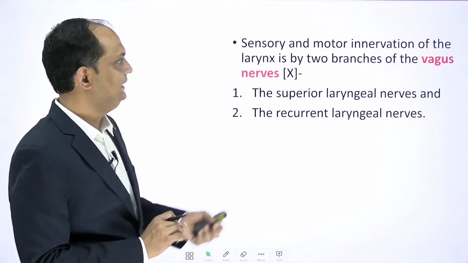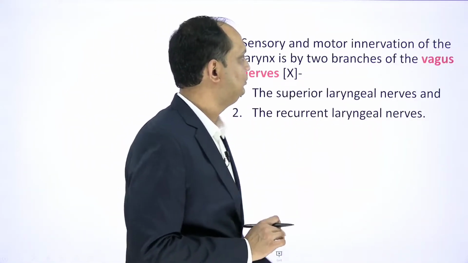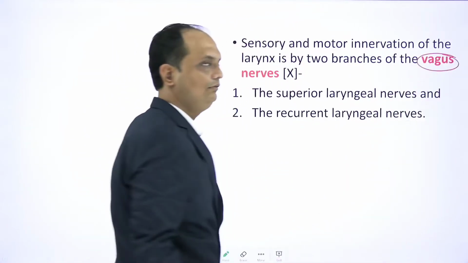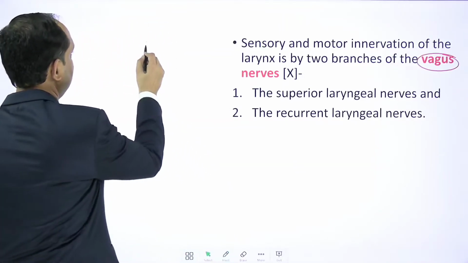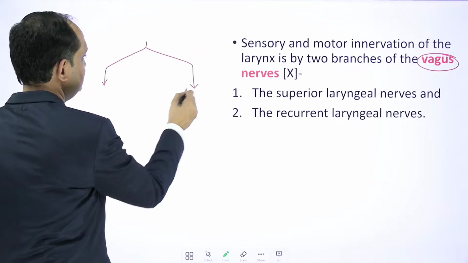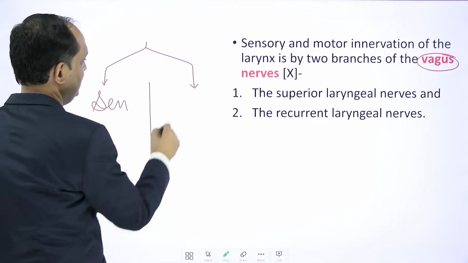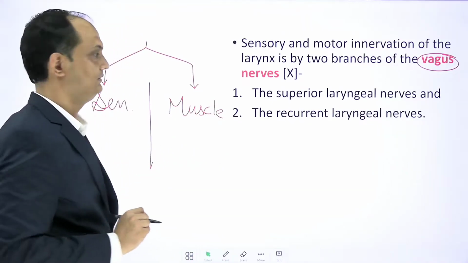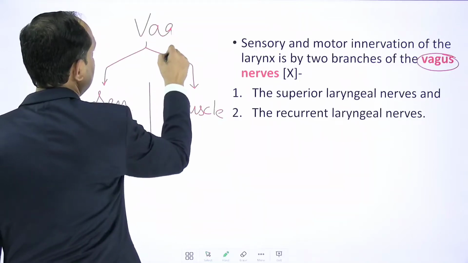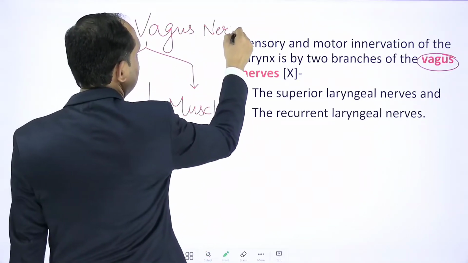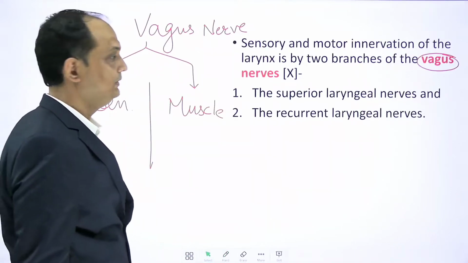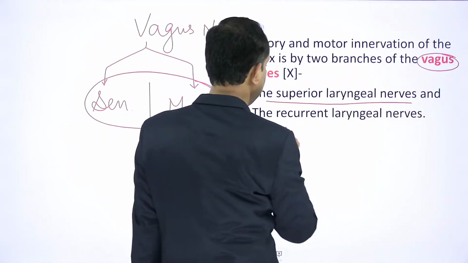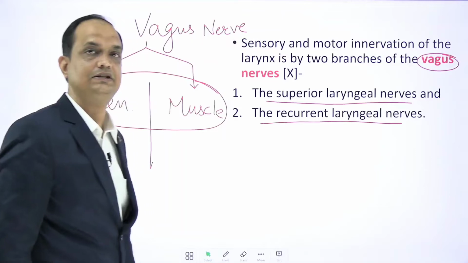The sensory and motor innervation of the larynx is by two branches of the vagus nerve. Whenever we talk about the nerve supply, you have to understand that there are two types of nerve supply we study in the larynx. One is the sensory supply, another is the supply of all the muscles of the larynx. There is a single source of these supplies, and the answer is the vagus nerve. There are two branches responsible for these supplies: one is known as the superior laryngeal nerve and the other is known as the recurrent laryngeal nerve.